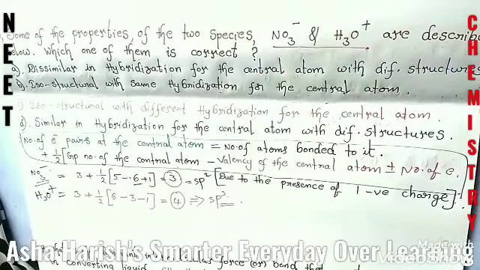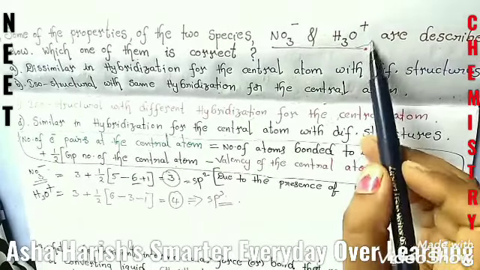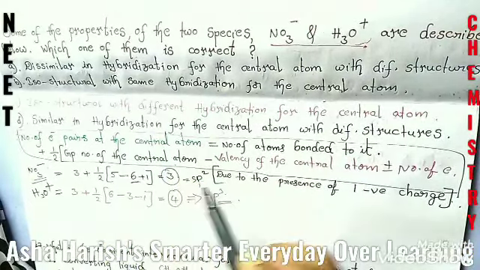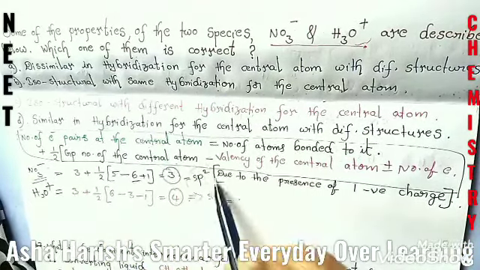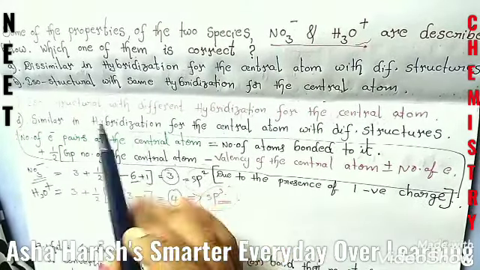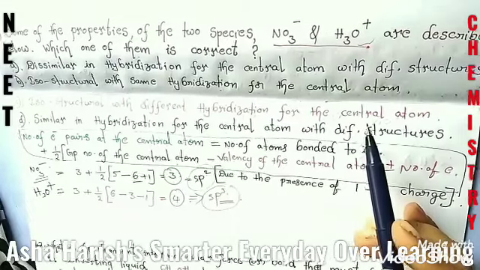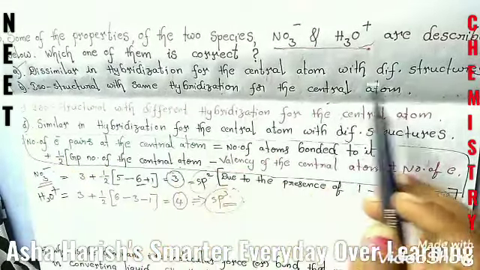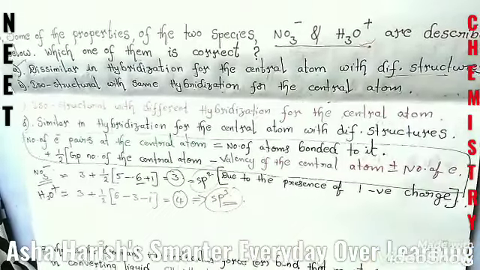And students, let's see the question. Describe these two ions, NO3 minus and H3O plus. They are dissimilar in hybridization. Why? Because NO3 minus has sp2, H3O plus ion has sp3. Then we need to take option A as the correct one. Why? Because they are dissimilar in hybridization for the central atom with different structures. Okay, students, let's go for the next one.